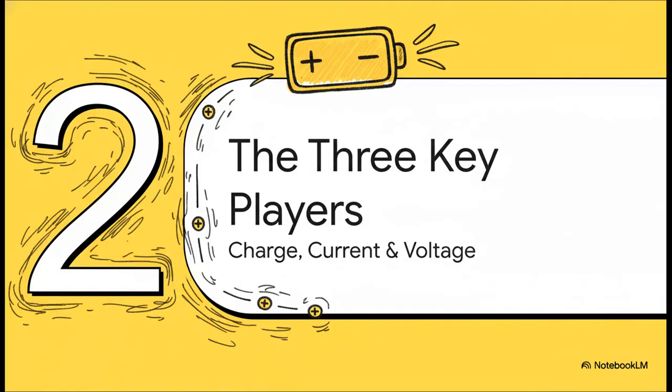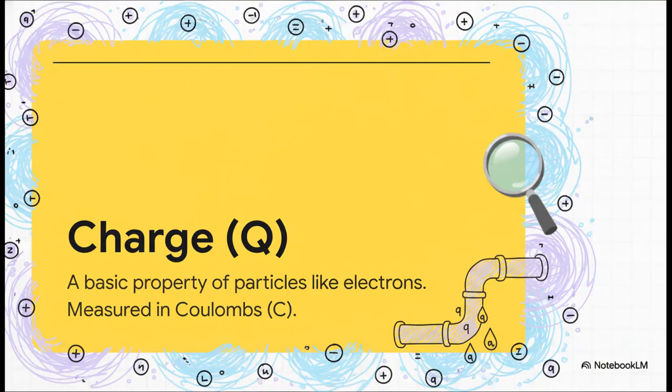Okay, so let's meet the cast, shall we? We've got charge, current, and voltage. If you can get your head around these three, you've basically unlocked the key to understanding everything else. First up is charge, which we usually just call Q. Now, this is the actual stuff of electricity. It's this basic property that tiny little particles, like electrons, have. A good way to think about it is like charge is the individual drops of water inside a hose, and we measure it in a unit called coulombs.